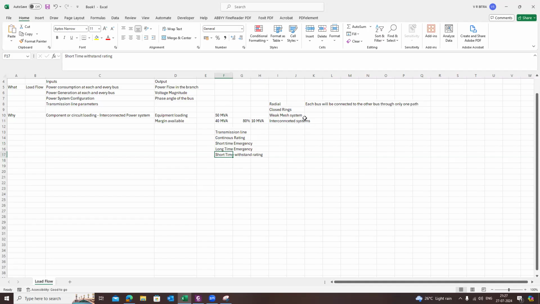So you have different ratings for transmission lines: continuous rating, long-term emergency rating, short-term emergency rating, short-time withstand rating, right? And it is also essential for you to validate the continuous rating of the transmission line for a normal operating condition. For example, if you are performing contingency analysis for the transmission line, and one equipment goes out of service, then you may not really compare that with the continuous rating because, if any one of the equipment is out of service, there might be a probability that some elements may get overloaded. So what I mean by that?